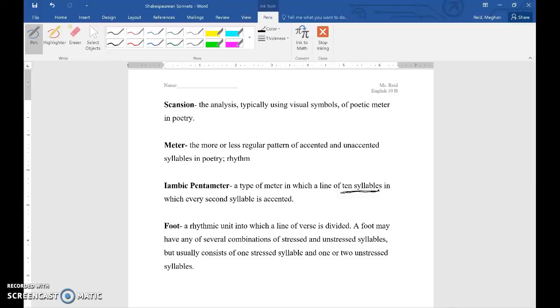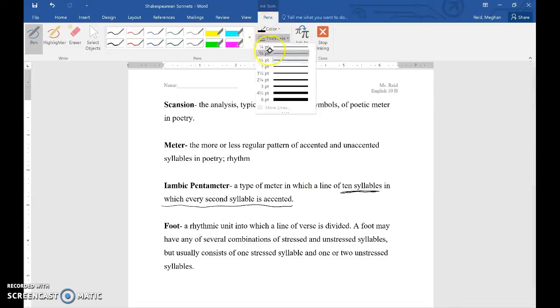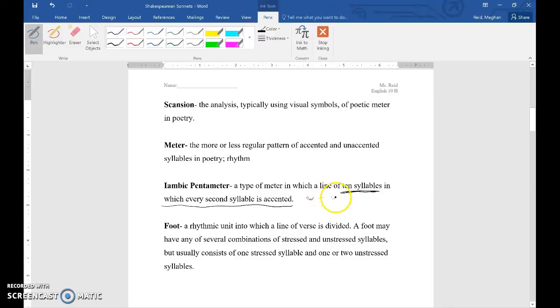So these 10 syllables aren't just 10 syllables randomly thrown in there. They actually have a rhythmic pattern. And in this idea, every second syllable is accented. So when we're talking about the scansion of something, we are actually going to be talking about its rhythmic pattern. So take a look here. I'm going to give you some symbols that you can use. We're going to use a little U, and that U is going to represent unaccented symbols. And then we're going to use kind of a little dash mark, and that's going to be accented symbols.